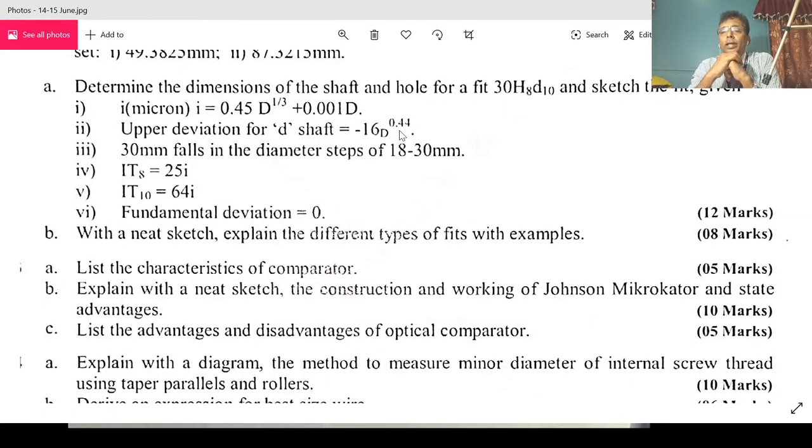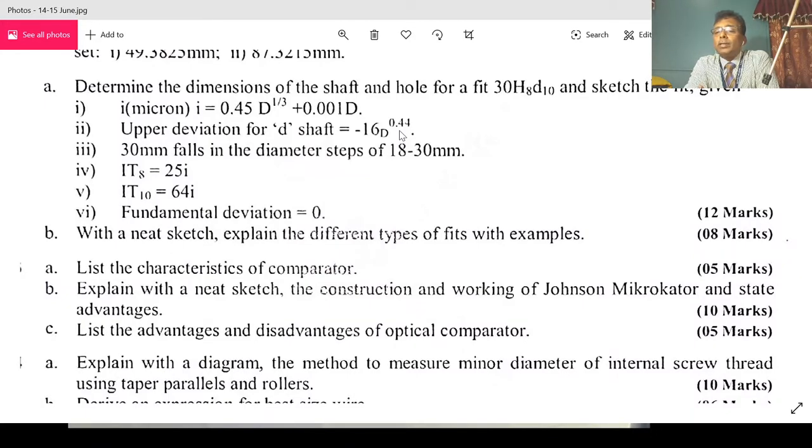Next, list the characteristics of comparators. Comparators I have not discussed yet in this lecture. Maybe tomorrow or the day after, in subsequent lectures, we can discuss comparators. So it's a theoretical question carrying 5 marks straight away. Next.